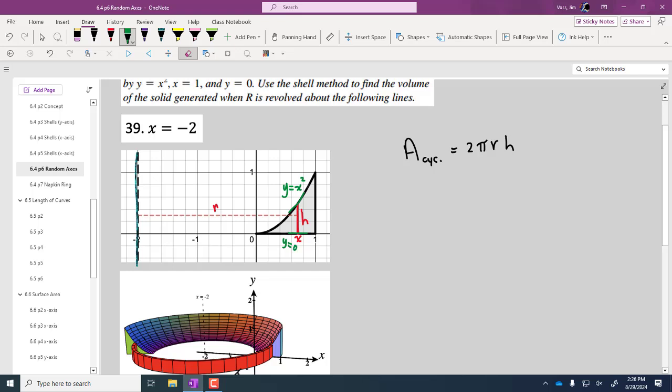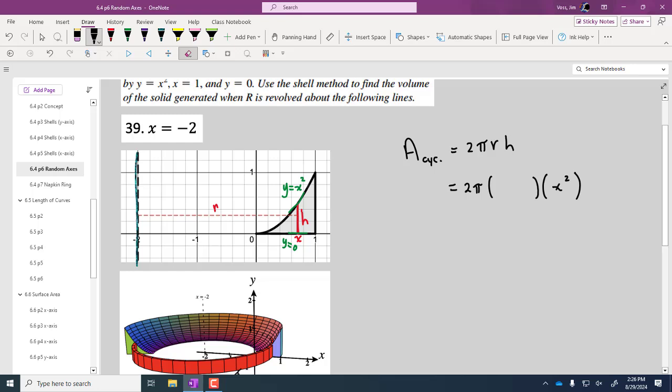That element is vertical, so we do the upper y minus the lower y. All we need is the x squared minus 0. We don't need to put the 0 in there. So that's going to be the height. 2 pi, I'm going to leave a blank for the radius, and then the height is just that function, x squared.